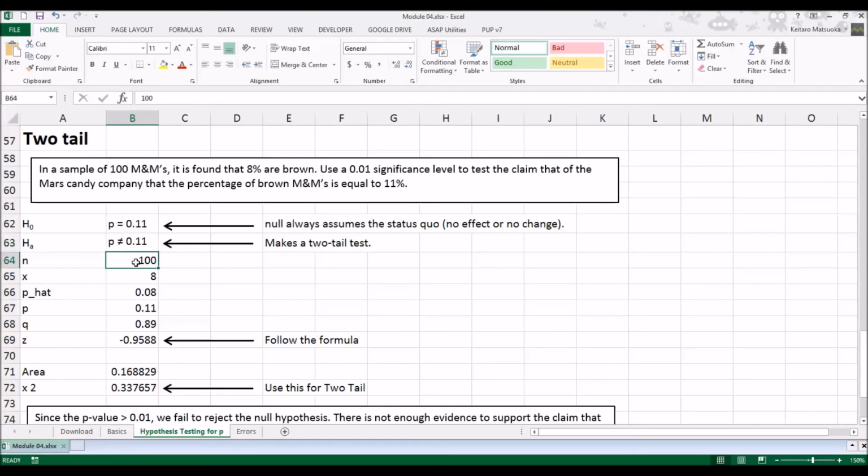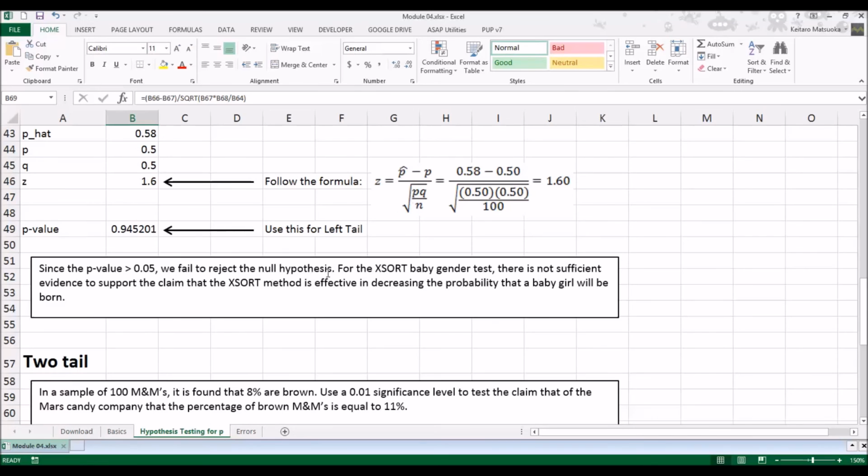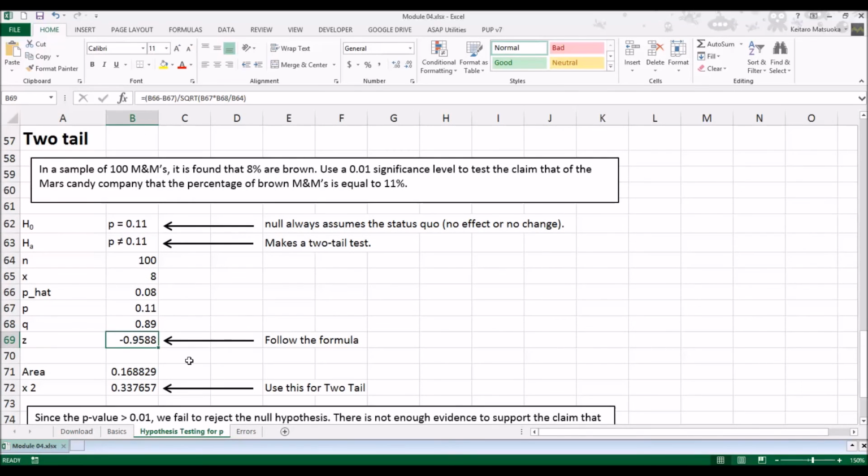So 100 M&Ms. We found 8% are brown, so that's the observed proportion of brown M&Ms. That makes the p-hat 0.08. The claimed proportion of the Mars Company is 0.11 here. So that makes the q 0.89. Again, 1 minus p is q. And for the z, we follow the same formula we did up here. And we get negative 0.9588.